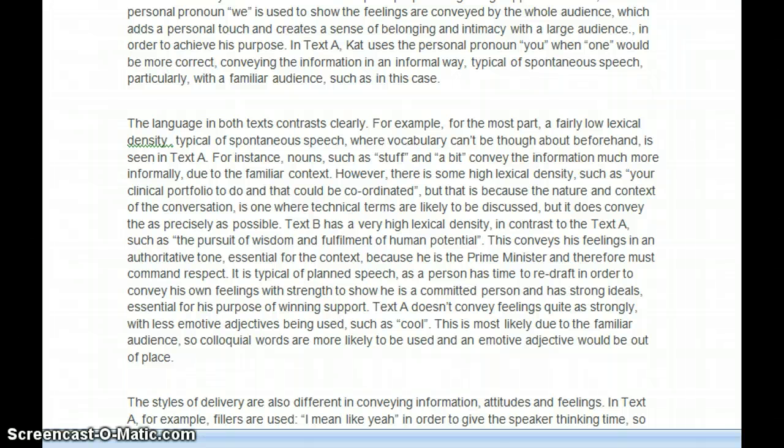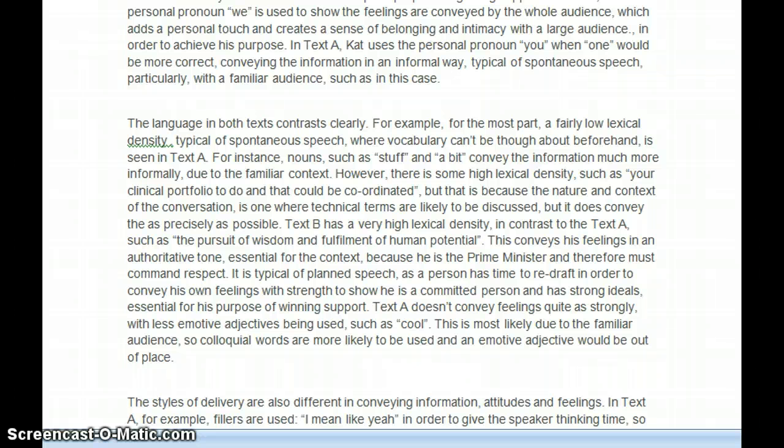In contrast to text A, such as the pursuit of wisdom and fulfillment of human potential, I think introducing any quote with "such as" is an awful way to do it. It's like using "for example". It's fine and it will get you so far, but you'll be better trying to integrate it into your text. Just speak to me if you need help doing this. Have a go at a paragraph and I'll show you how to integrate them a little bit better if you're struggling with that. This conveys his feelings in an authoritative tone.